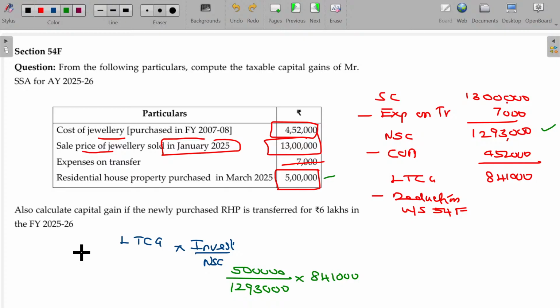What's the deductions you can claim? 3 lakhs. 213 is taxable long-term capital gain. Taxable long-term capital gain. 5,15,787.